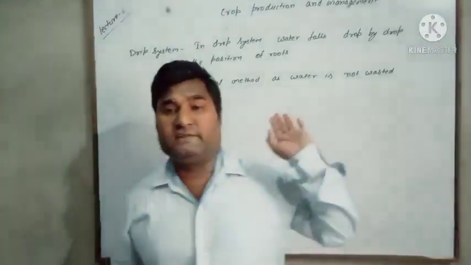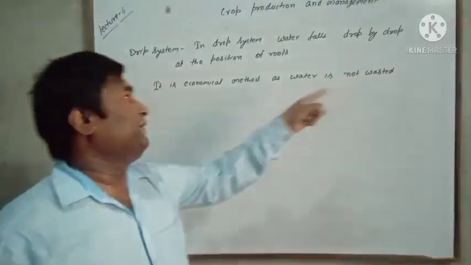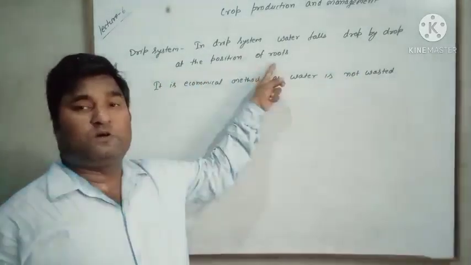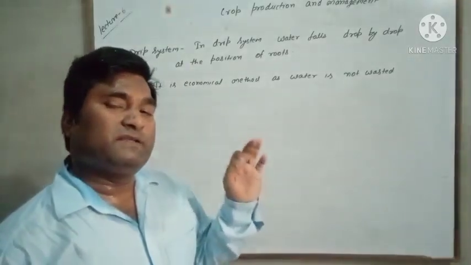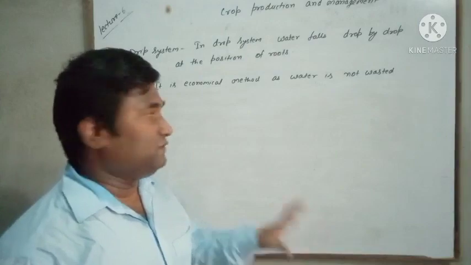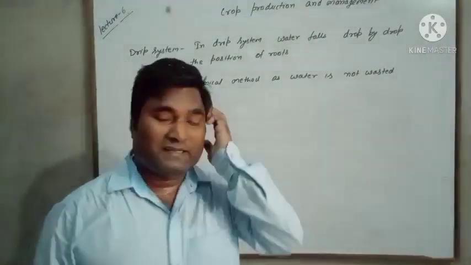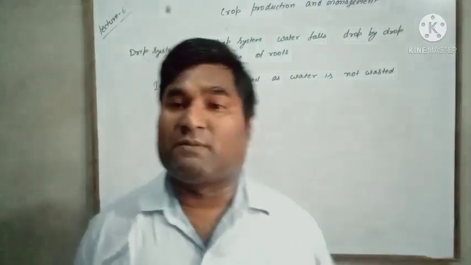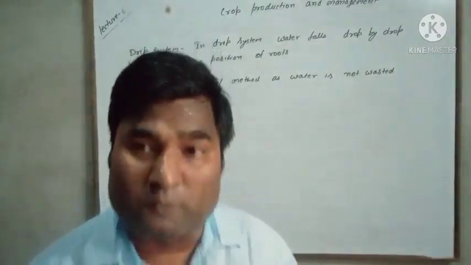One small point is there, that is drip system. In drip system, water falls drop by drop at the position of roots. ये काम होता है where the water is falling at the position of root drop by drop, and it is an economical method as water is not wasted. इसमें पानी का बर्बादी नहीं होता है, so it is an economical process.